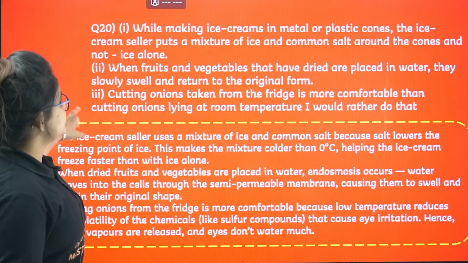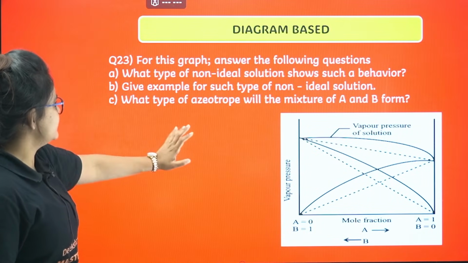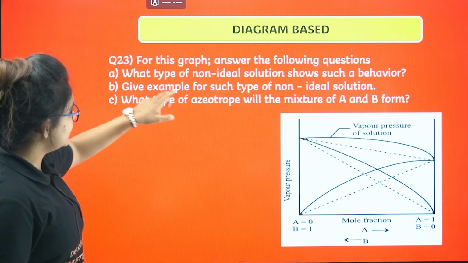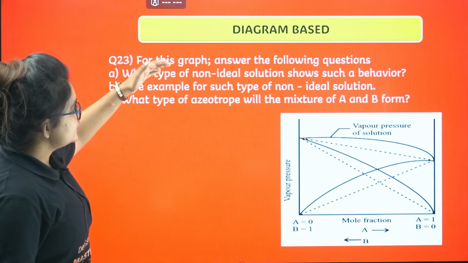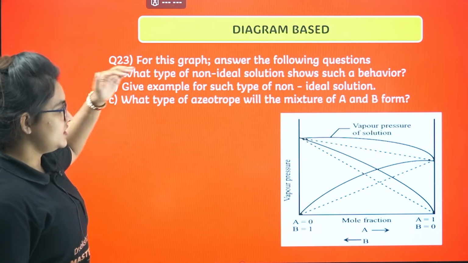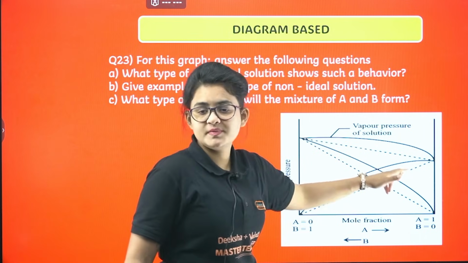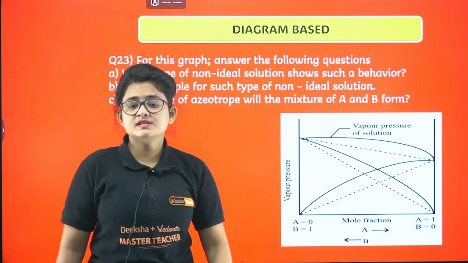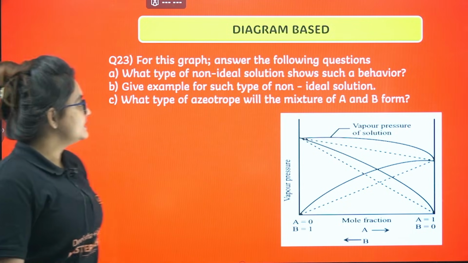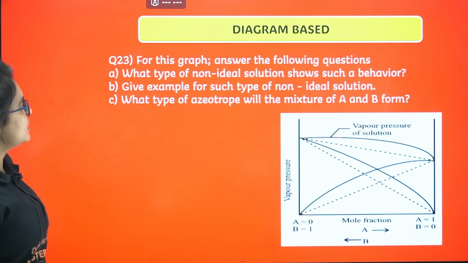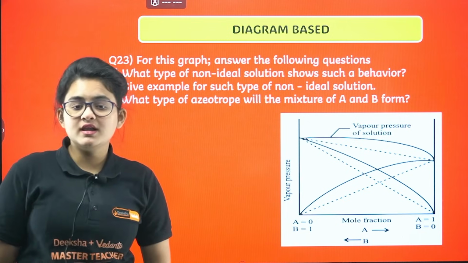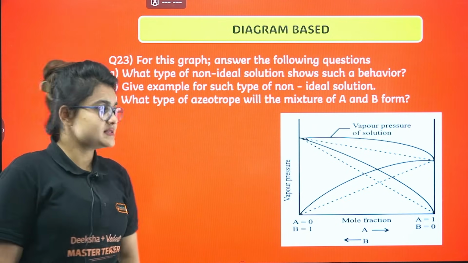Okay, let's proceed. This is a diagram based question. For this graph, answer the following questions. What type of non-ideal solution shows such behavior? You can see this dotted line represents the ideal behavior. As you can see, it's towards a positive end. You can say it's a positive deviation. And next, give an example for such type of non-ideal solution. Ethanol and acetone, you can take as the example.